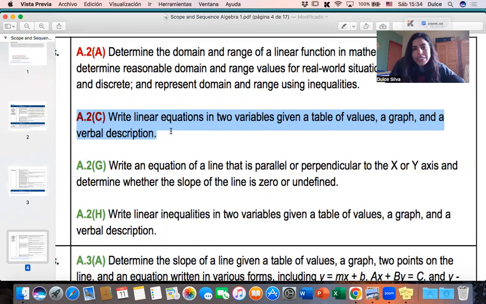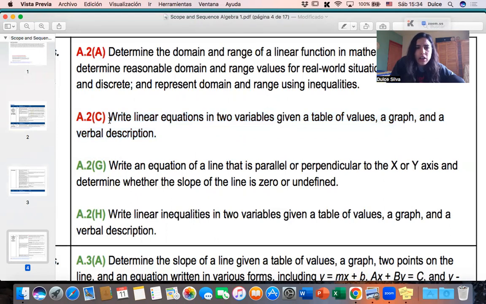So the idea in this standard is that the students learn to write linear equations. The only verb that we have here in this standard is write. We have many nouns like linear equations in two variables, table of values, graph, and verbal description.